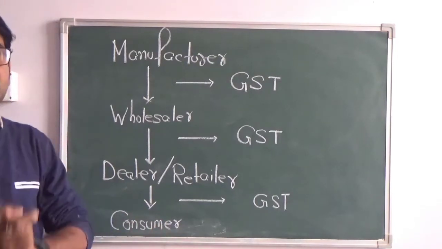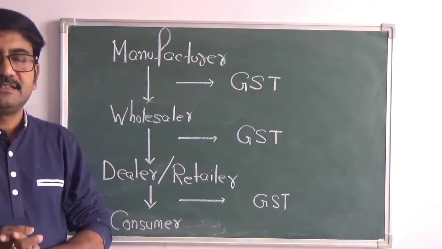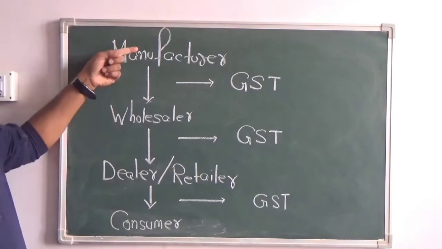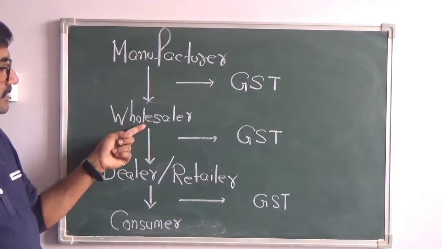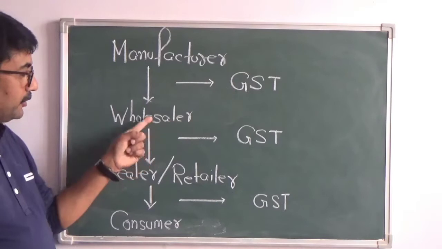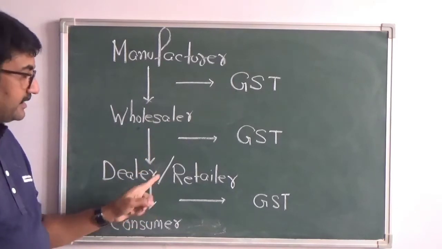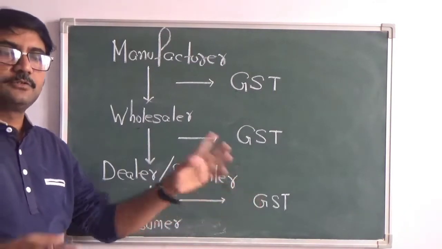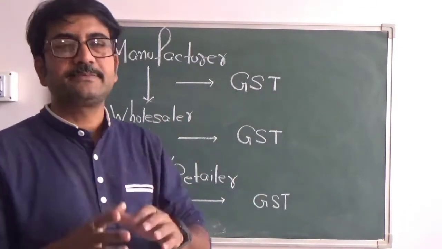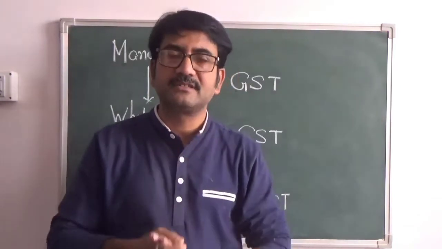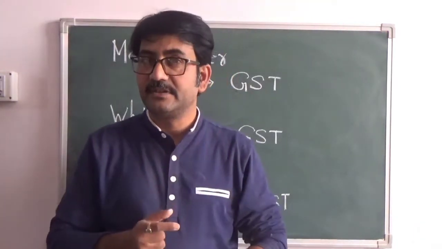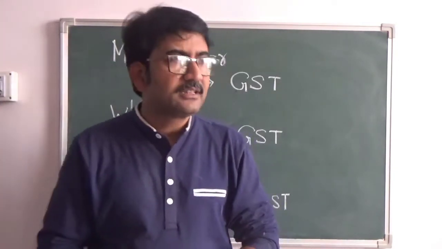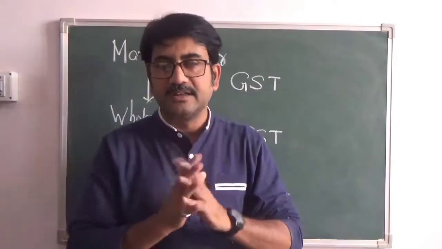So at each stage of the transfer of the commodity, GST is charged from the purchaser. We see again: manufacturer to wholesaler, the wholesaler is paying GST. Then from wholesaler to retailer, the retailer is paying GST. And from retailer to consumer, the consumer is paying GST. So we see that at every stage of the transfer or consumption of goods and services, GST is levied. Now let us see with the help of an example how GST is collected.